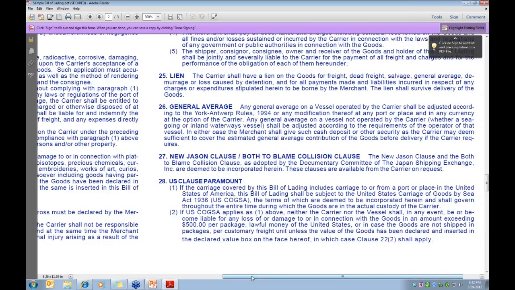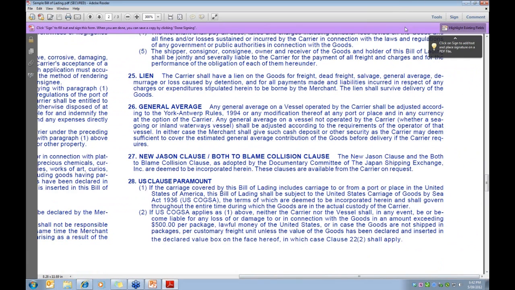It is clause number 28, U.S. clause paramount, and as you can see, it says if the carriage covered by this bill of lading includes carriage to or from a port or place in the United States of America, then the bill of lading shall be governed by the United States Carriage of Goods by Sea Act 1936. And the United States Carriage of Goods by Sea Act 1936 gives effect to the Hague rules. So we can see that there is this exception specifically relating to shipments to the United States.